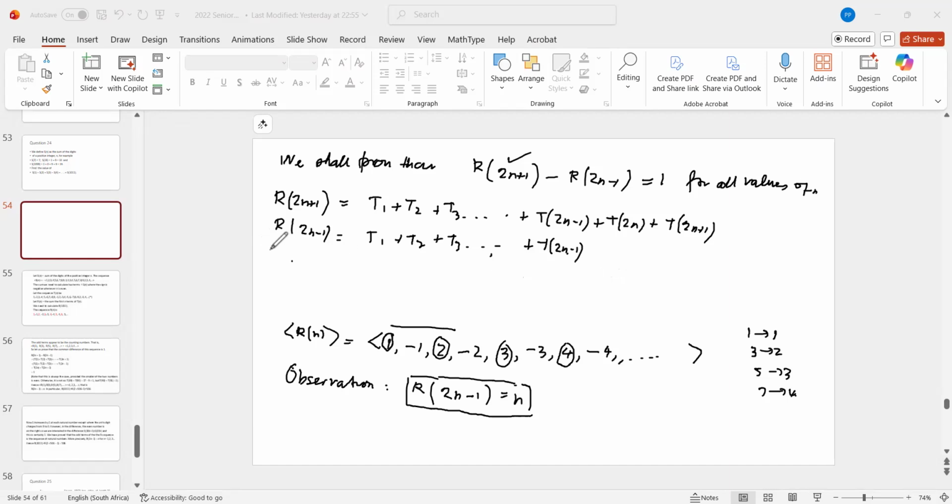And so when you subtract these two, most of them disappear. All these will disappear when you subtract. These are the only two survivors. T of 2n plus T of 2n plus 1.